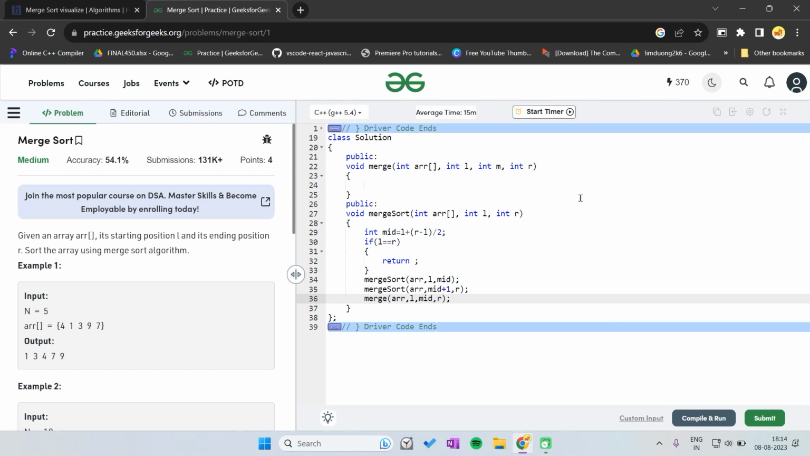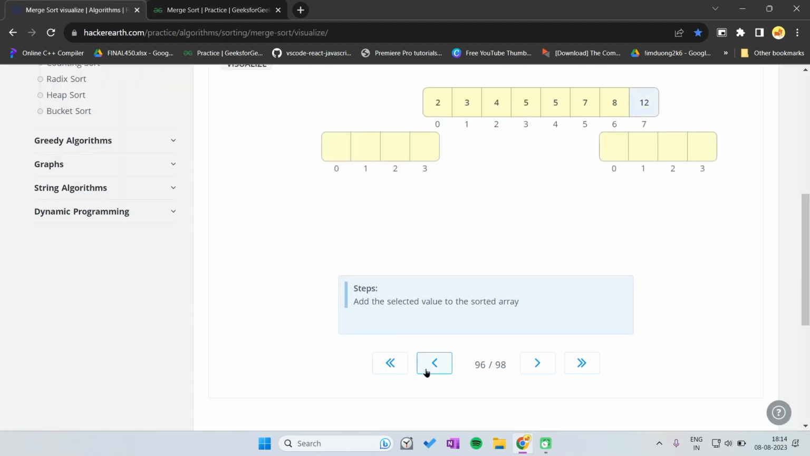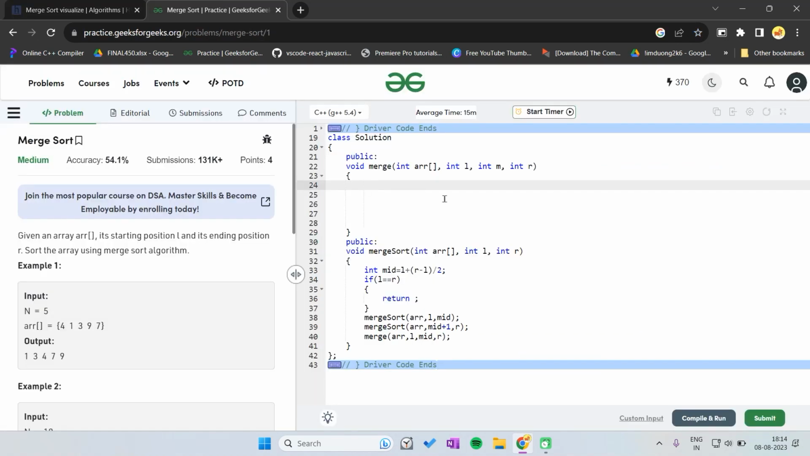Now we have to look at the merge algorithm. So this is the merge algorithm. In the merge algorithm, what we are doing is making one pointer here and one pointer here. So this is L and this is m plus 1. We are making one pointer at L and one pointer at m plus 1.